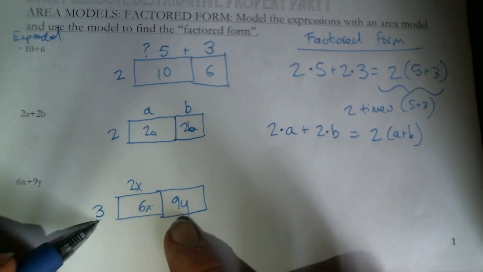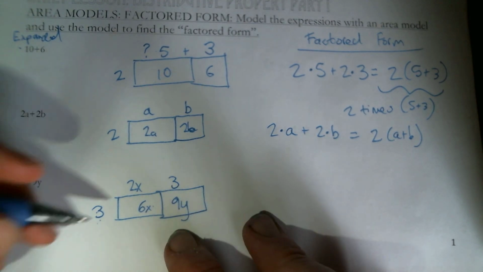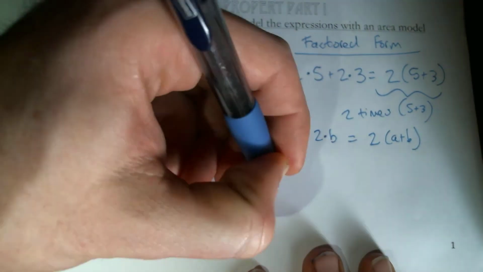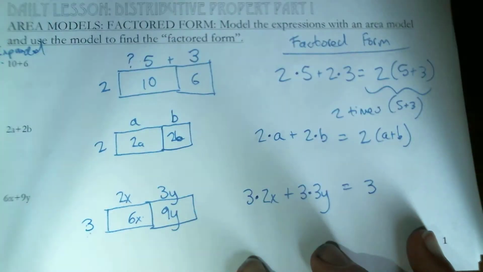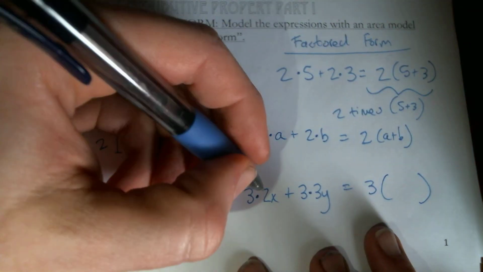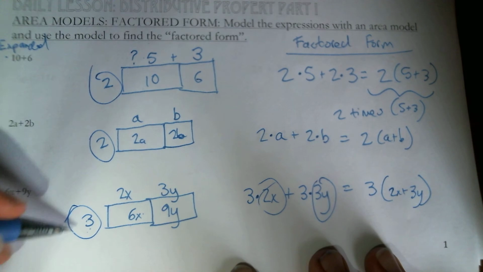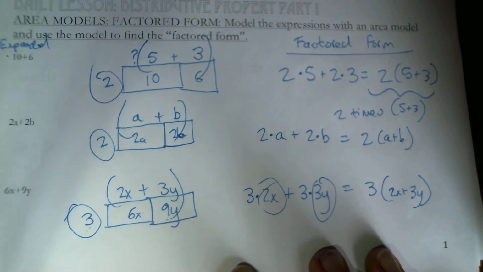Then here, 3 times what gives me 9y? Well, 3 times 3 gives me 9, but I also want there to be a y there. So I need to make sure that a y comes in right here. So what do I have? I have 3 times 2x plus 3 times 3y. And of course, what is this equal to in the factored form? 3 times the quantity 2x plus 3y. So it's almost like this outside number is getting multiplied by this stuff when it's in parentheses. Of course, when they're pushed together, we know they're being added.